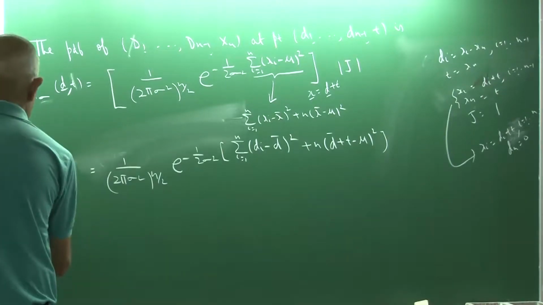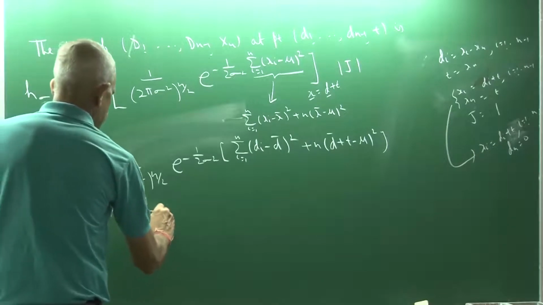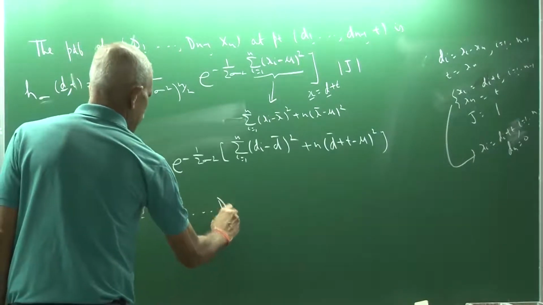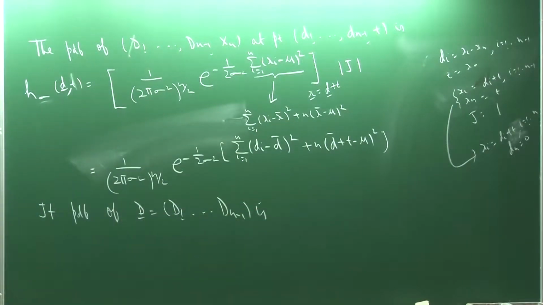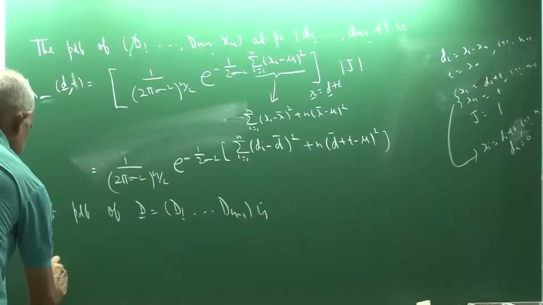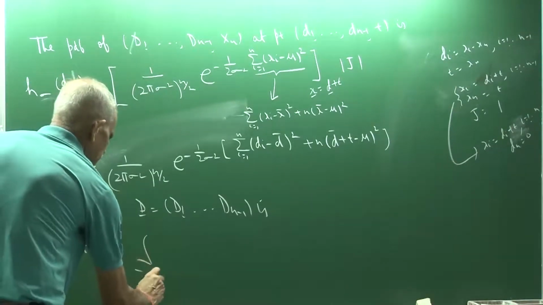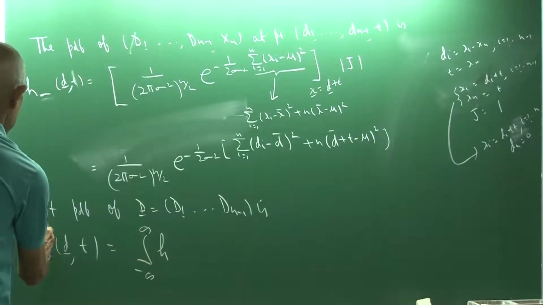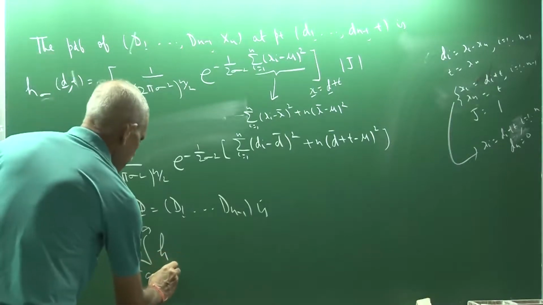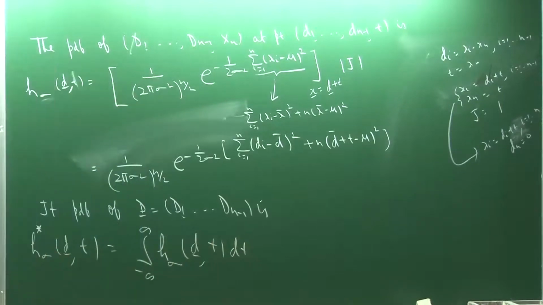So the joint PDF of d, which is d1, d2, dn minus 1, I just get by integrating out t over here. So h sigma dt, and I just integrate out the unwanted variable t. So let me put this as h sigma star. So the joint PDF of d1, d2, dn minus 1 I am denoting by h sigma star.